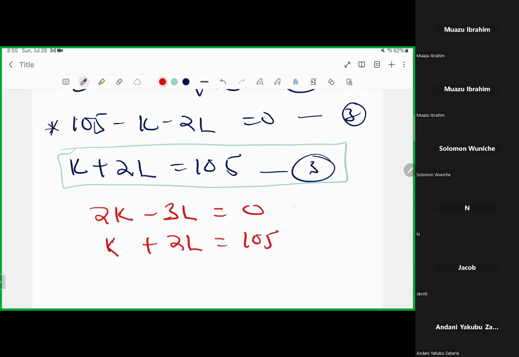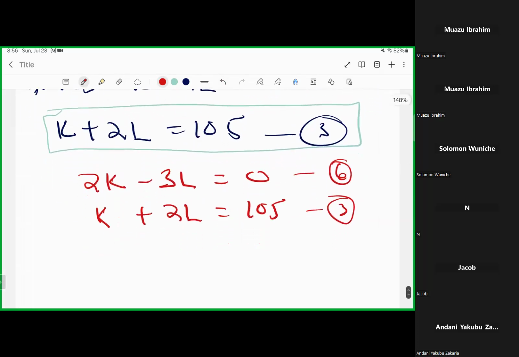So how do we solve this? This is equation 6 and this is equation 3. How do we solve this simultaneously? Let's use the elimination method. We have to eliminate 1 variable. It will be easier if we eliminate L, because here it is positive and here it is negative, so that when we add, it will go.